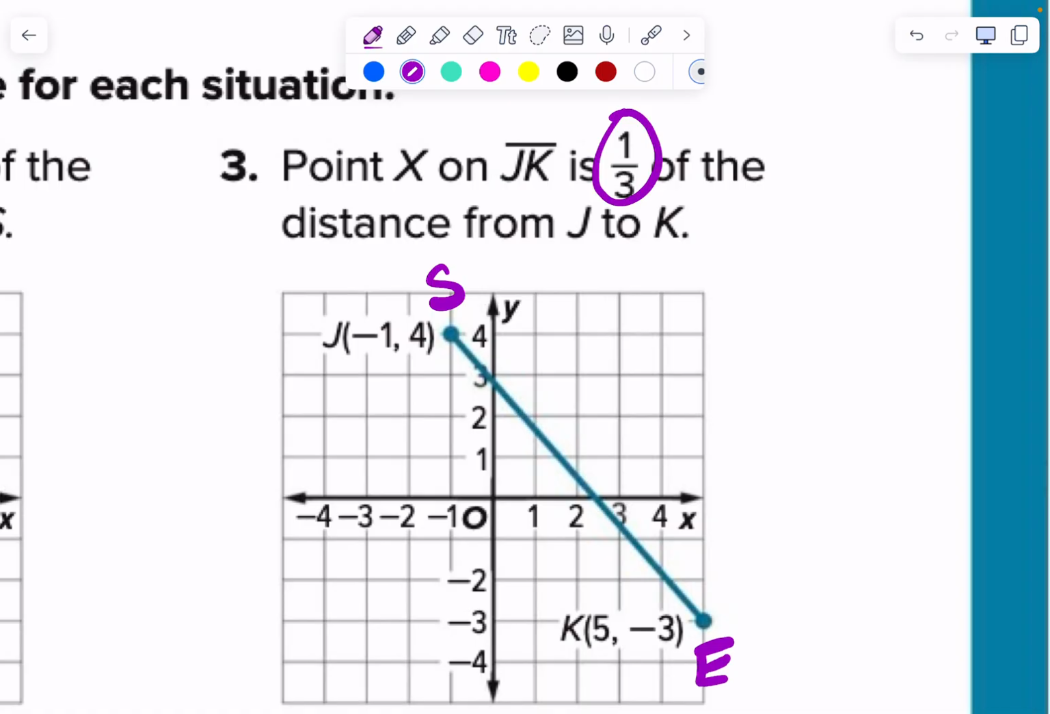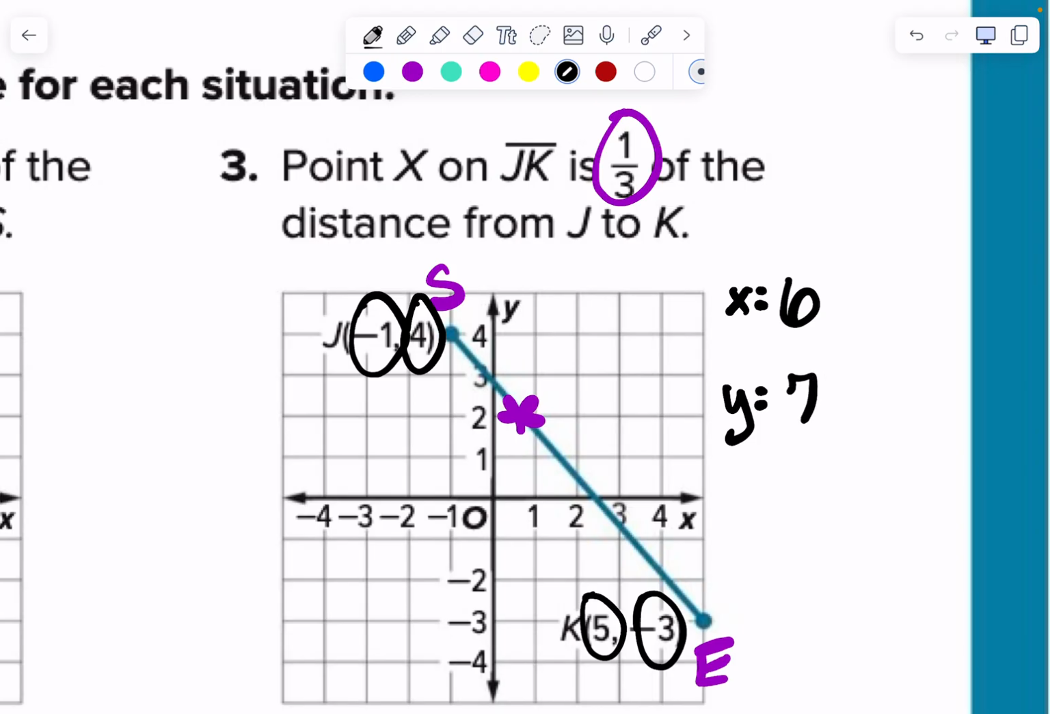So am I going to be closer to J or closer to K? J. I'm going to be closer to J. A third of the way, right? About there-ish. Something like that, right? Okay? All right, now let's figure out X direction and Y direction. Okay? I'm going from -1 to 5. That is how many units? 6 in the X direction. Oh, that's going to be easy. Okay, from the Y direction, 4 to -3 is 7. That's not going to be so nice.